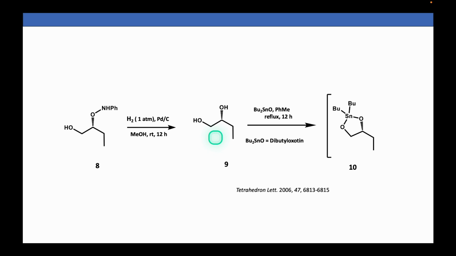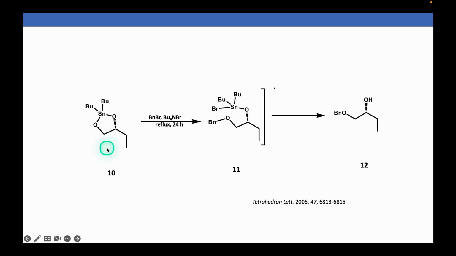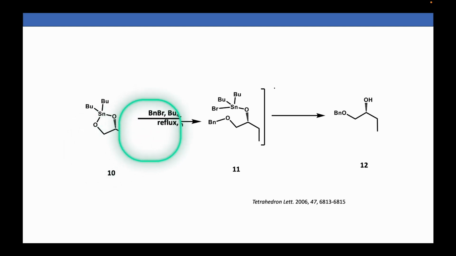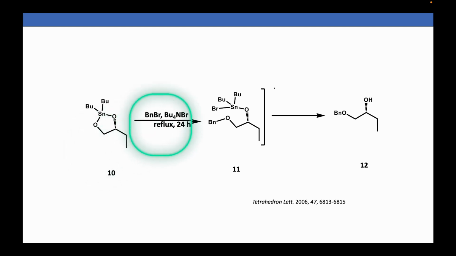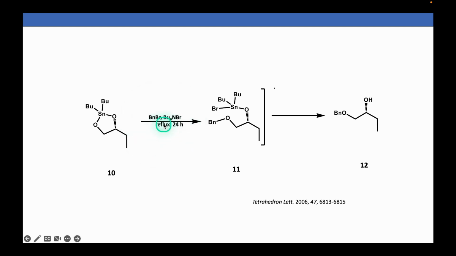The regioselective protection of the primary alcohol in 9 is achieved by treatment with the tin reagent shown here to form derivative 10, the heterocycle, which is reacted with benzyl bromide in the presence of phase transfer catalysts. It opens up, producing intermediate 11, which ultimately yields the monoprotected diol as benzyl ether 12.